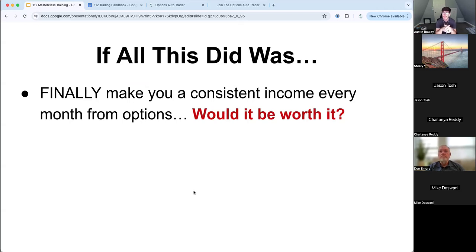All right, so if all the options auto trader did was finally make you consistent income every month from options, would it be worth it? Ask yourself that question. If you could have a way to generate money consistently every month, would it be worth it? In my opinion, absolutely.